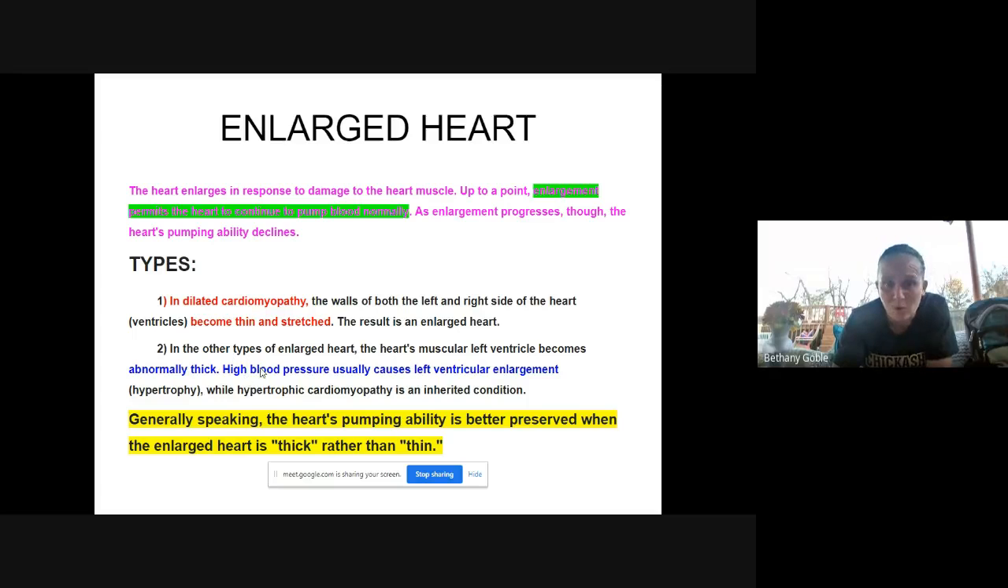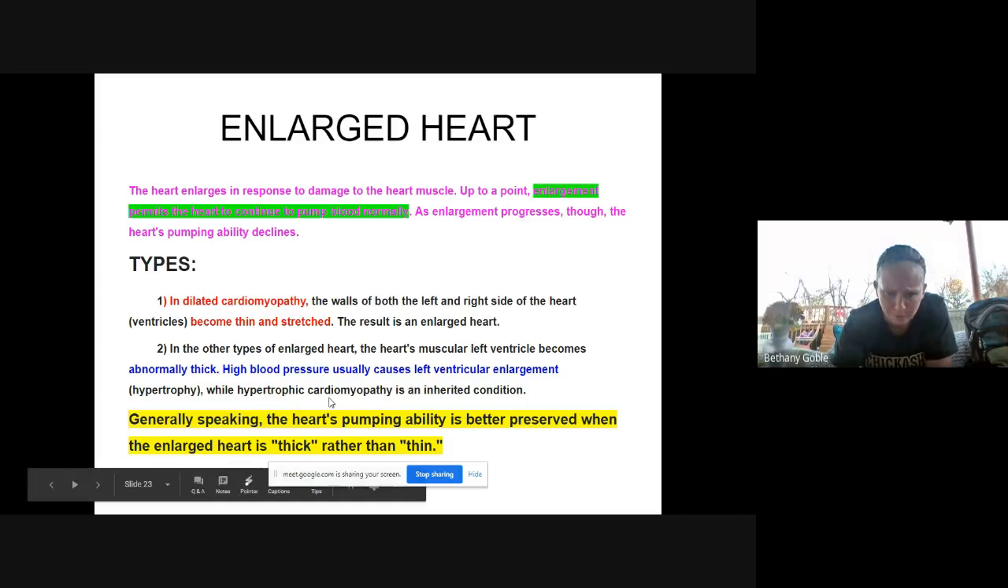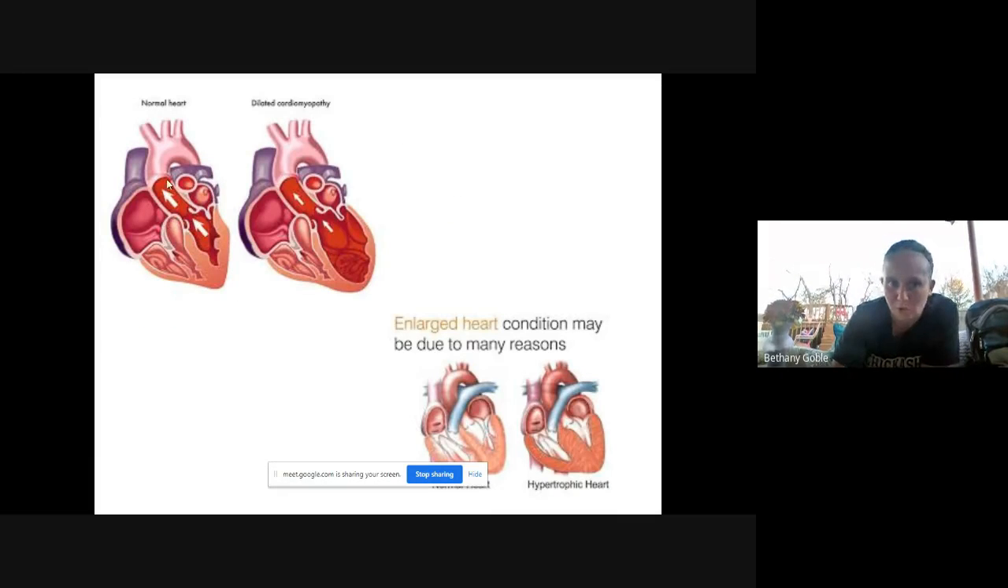And then the second one is obviously just the enlarged heart, okay? It's like ventricular hypertrophic cardiomyopathy, okay? So let me show you guys a picture real quick. This one up here shows your normal heart. This one's the dilated cardiomyopathy, okay.